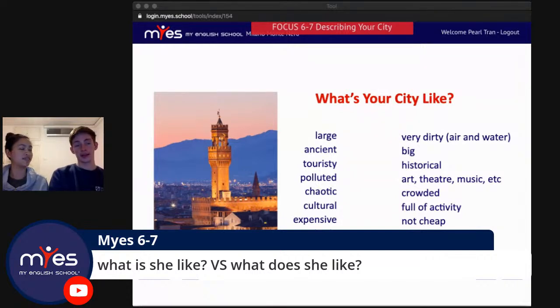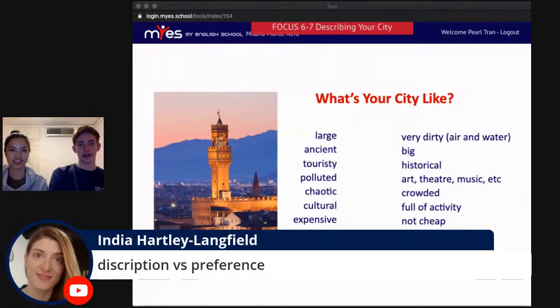It's a very good question. It's a very important question because the answers are very different. You can have a very confusing conversation if you make this mistake. Cool, just waiting for some answers to come through. Perfect, Alessandra. What does she like? Perfect. India got that exactly.